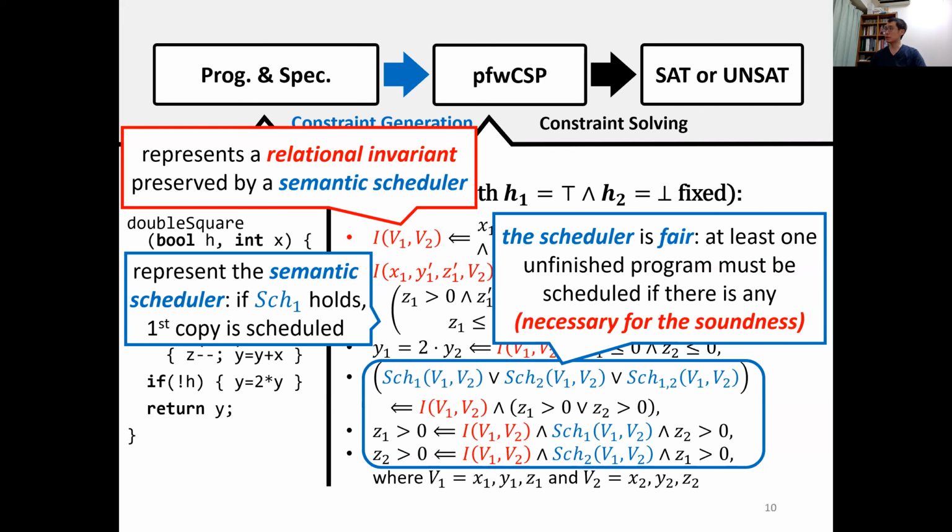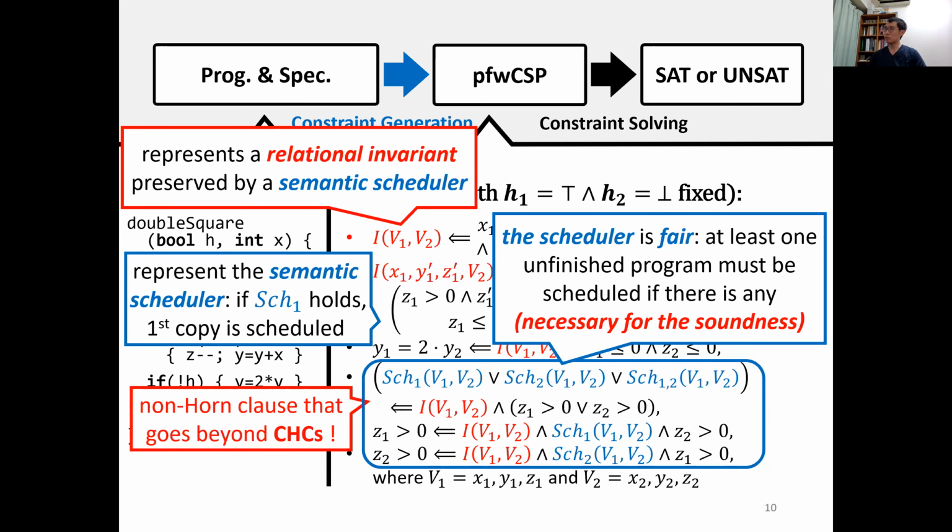This is necessary for soundness because if we present an unfair scheduler, say one where only the first copy moves, then this would trivially satisfy safety because the second copy never moves, and safety only says that if programs finish, then the post condition holds, right? So a scheduler needs to be fair. If a program can move, it has to eventually be scheduled to move, and these clauses ensure the fairness of scheduling.